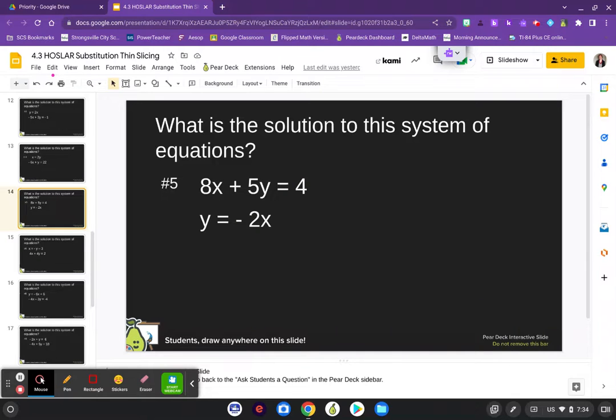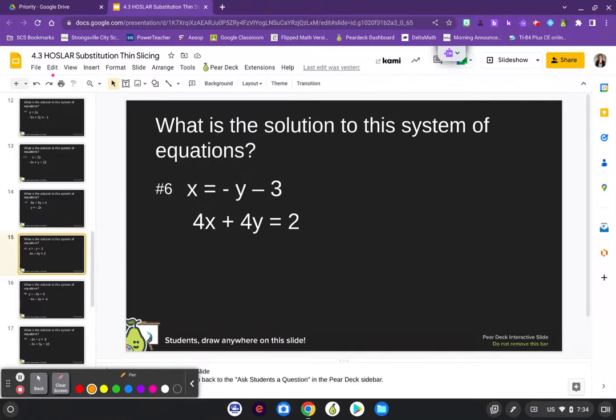This problem is similar to what we just did, so I'm not going to do that one, but I am going to move on to this one. This one looks a little bit different, because not only do I have x equals something with y, but it's got the subtraction in here instead of that multiplication. But it's the same idea.